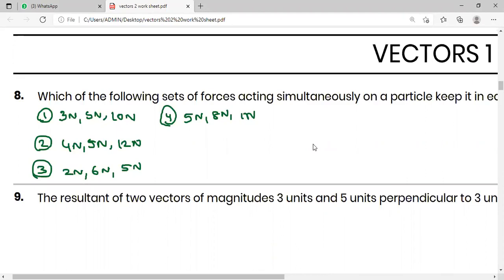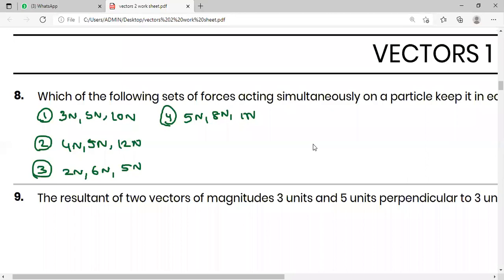See, in the first case, what are the forces? 3, 5, and 10. 3 plus 5, 8, and difference will be 2. Third vector should be in between 2 and 8 only, but third vector is 10 Newton. Will it form a triangle? No. If it does not form a triangle, it cannot give 0 force. And second case, 4, 5, 12. 4 plus 5, 9, and difference is 1. The third one should be in between 1 and 9, but it is 12 only. It also cannot give the resultant force 0.